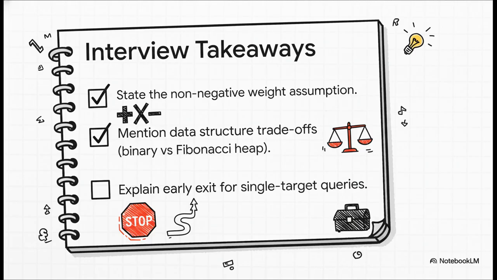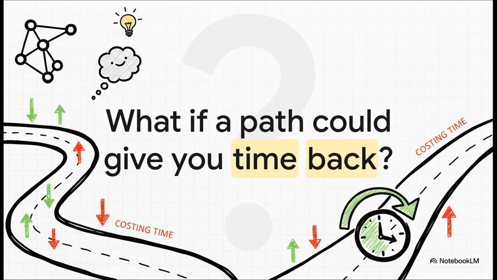So Dijkstra's algorithm is an absolute champion at finding the best path when every step you take has some kind of cost. But that leaves us with a really fascinating question to think about. What happens to the whole idea of a shortest path when some roads don't just cost you nothing, but could actually give you time back? Well, that's the strange and wonderful world of negative weights, and trust me, that's a whole other adventure.